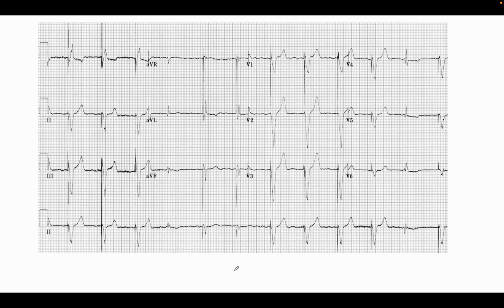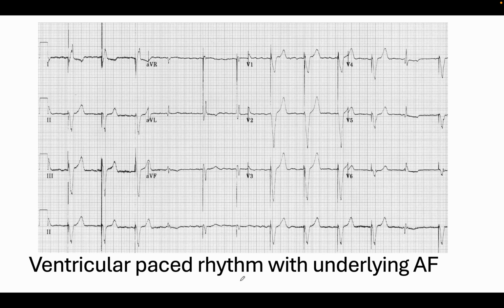Feel free to pause the video, work it out yourself. The answer is going to pop up in 3, 2, 1, 0. So this is a ventricular paced rhythm with underlying AF. If you look at the baseline, you can see these fib waves. You don't really see any clear P waves.